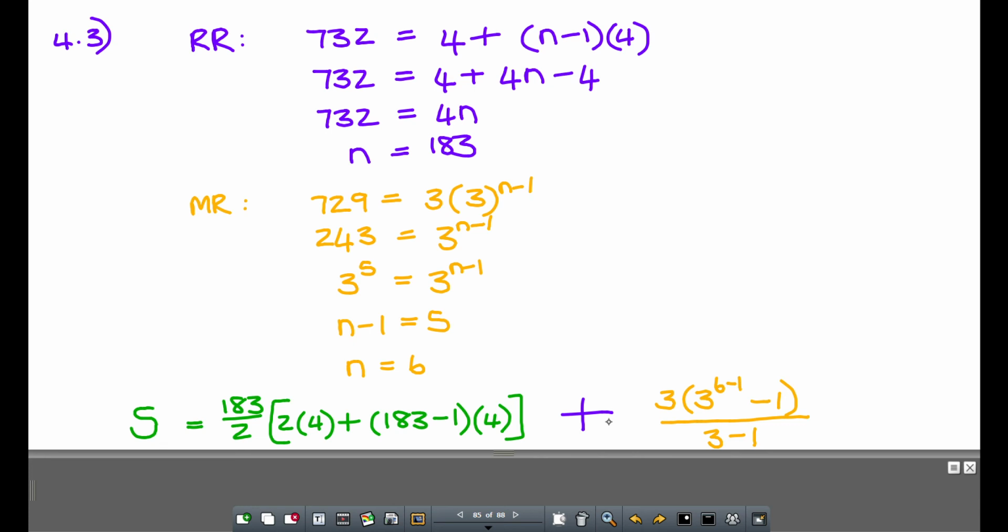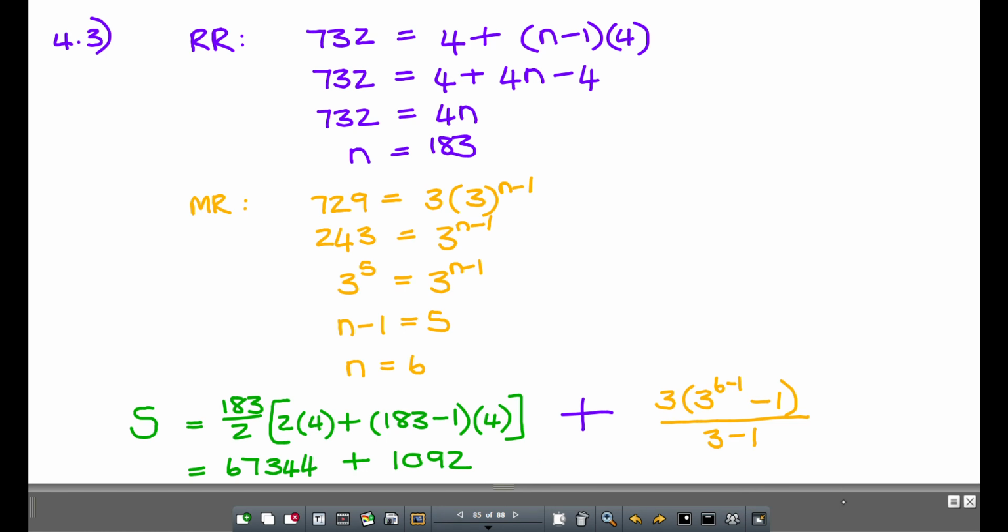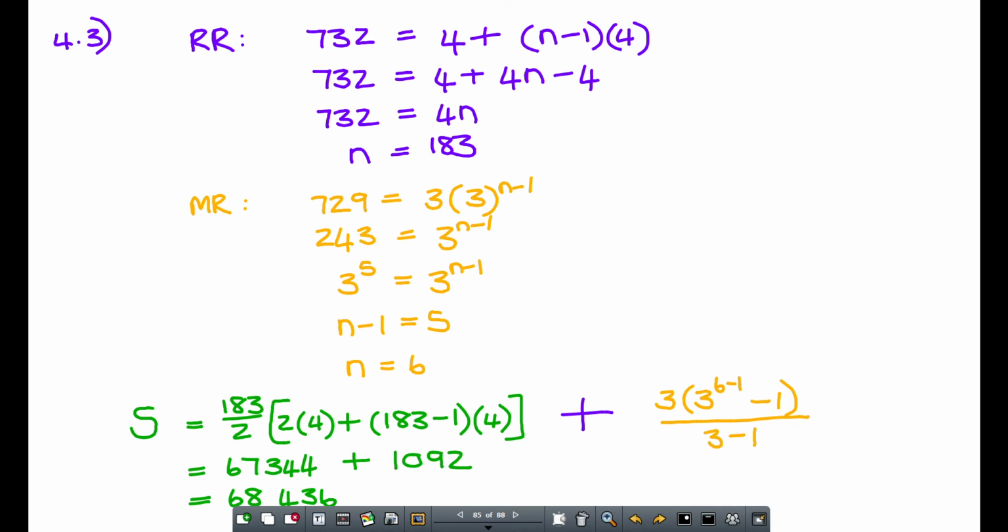Plus, en nou soek ek gou die som van daai 6 meetkundige. So, a times r to the power of n minus 1, en onder net r minus 1. So the 3 minus 1. Nou, as ek elkeen van hulle apart gaan vereenvoudig, I would get that. And now I can add the two terms and have 68,436. Jy kon maar direk gespring het na die finale antwoord toe ook. Dit sou nog steeds reg gewees het.